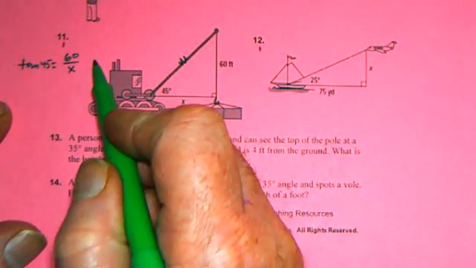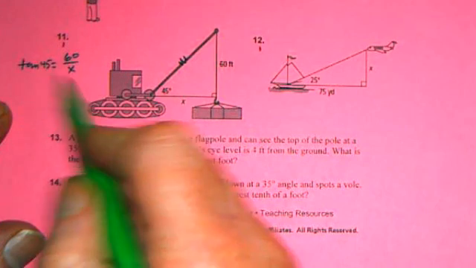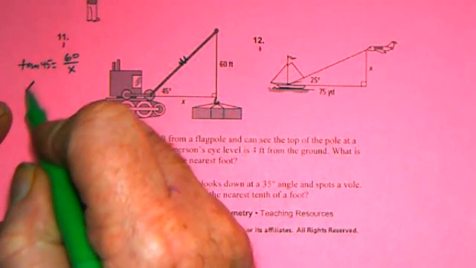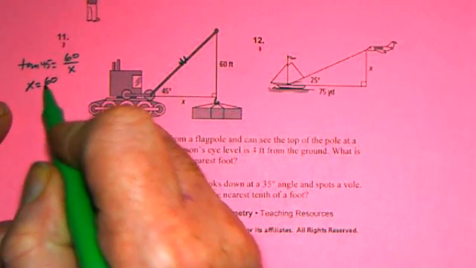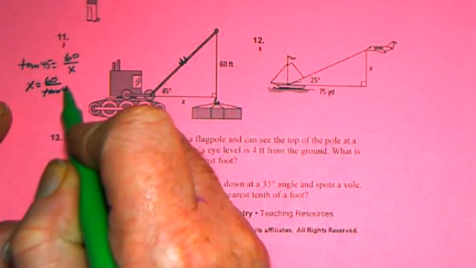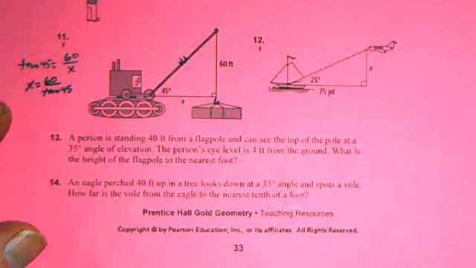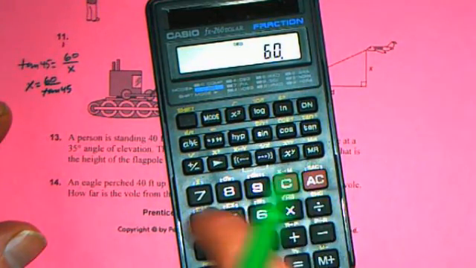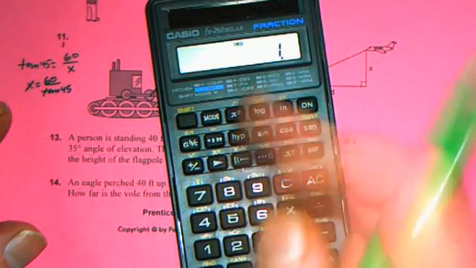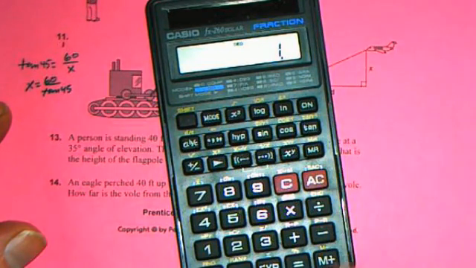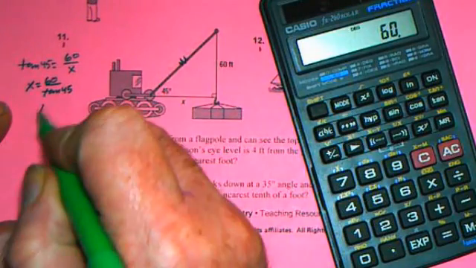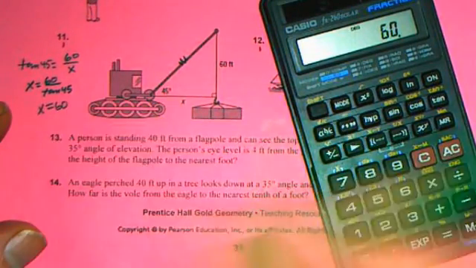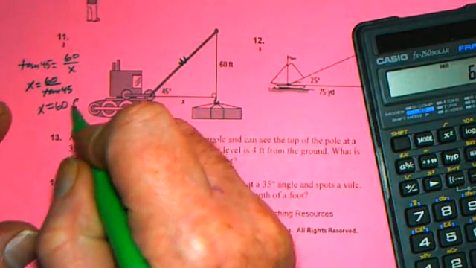Multiply both sides by x, divide by tan 45. You swap these places here. X is equal to 60 divided by tan 45. If I do that on the calculator, we do 60 divided by 45 tangent. The tangent of 45 is 1. 60 divided by 1 is going to give me 60. So x is equal to 60. And the units are in terms of feet.